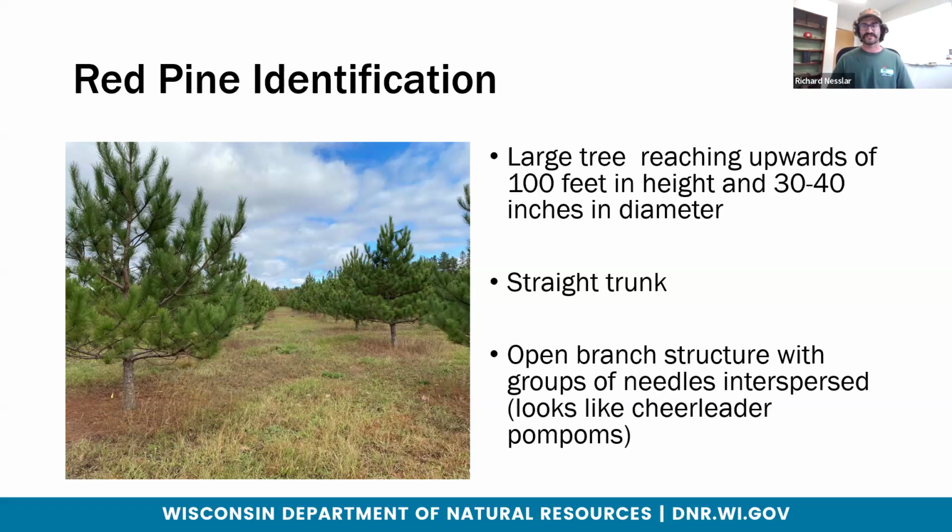It has an extraordinarily straight trunk, which makes it well suited to utility pole construction. And it has an open branching structure with groups of needles interspersed. When I was in college in tree ID, it was described as having a bunch of cheerleader pom-poms all throughout the canopy of this tree.